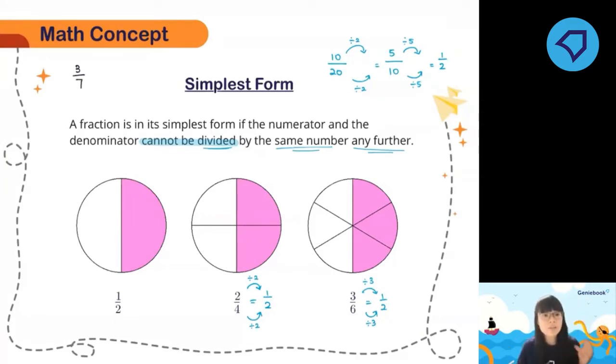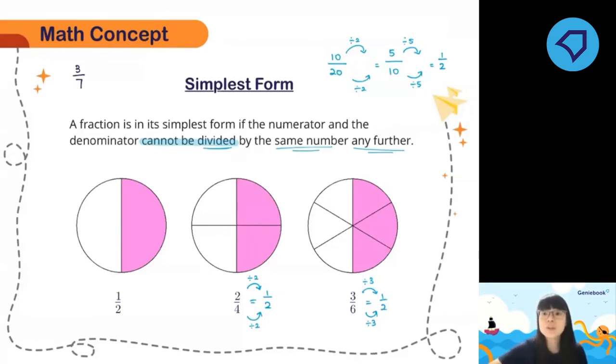Can I divide 3 and 7 by the same number? What do you guys think? Yes or no? No, correct? Because 3 can be divided by 3, but 7 cannot be divided by 3. 7 is not a multiple of 3, so there's no way 7 can be divided by 3. So in this case, 3 over 7 is already in its simplest form. That means the numerator and the denominator cannot be divided by the same number anymore.